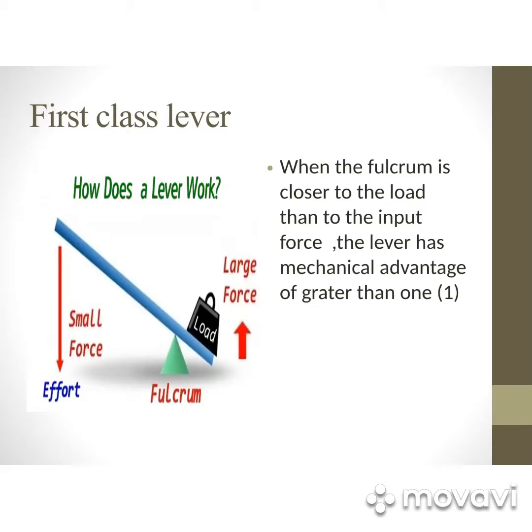A machine that has a mechanical advantage greater than 1 can help you move or lift heavy objects, because the output force is greater than the input force. This is very important. So you need a small force to lift a heavy object. That's the use of mechanical advantage greater than 1.